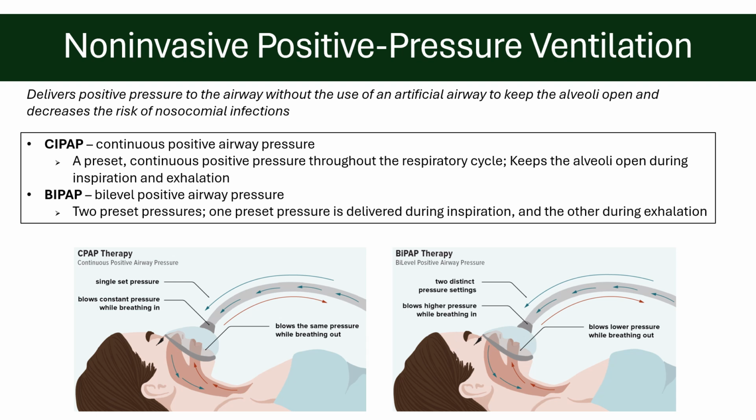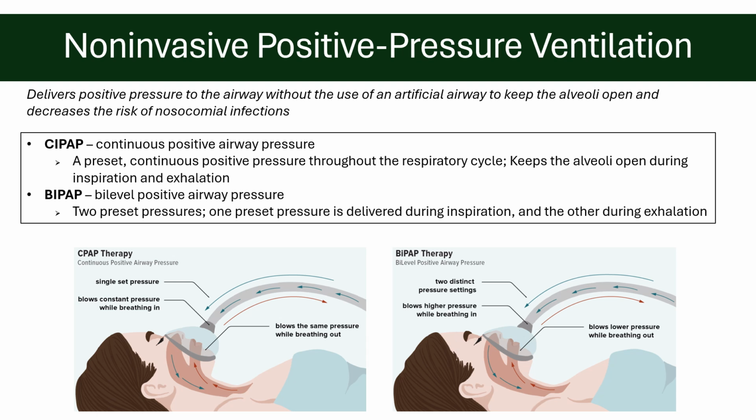With NPPV, we're talking about the CPAP and the BiPAP. CPAP is continuous positive airway pressure. Patients who have sleep apnea usually will go home with a CPAP. This has a preset continuous positive pressure throughout the respiratory cycle. A respiratory cycle means you breathe in, you breathe out. There's a continuous pressure, and this is going to help keep those alveoli open, to keep that airway open.